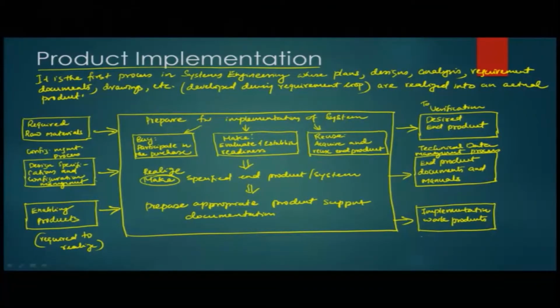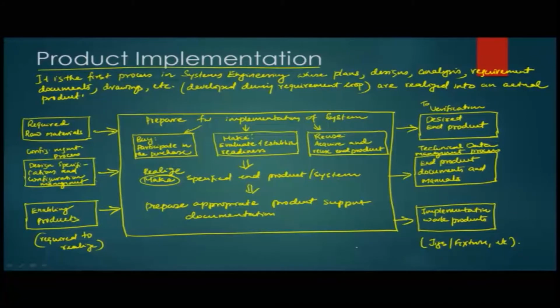So here you might come across something like jigs, fixtures, etc. Without these, sometimes the manufacturing of the product is not feasible. So if you look at it, you have inputs: the required raw materials, then the design specifications and configuration management, and enabling products, which go into the product implementation, where you decide whether you want to make, buy, or reuse. And then based on the options, you realize the specified end product and then prepare appropriate documentation.